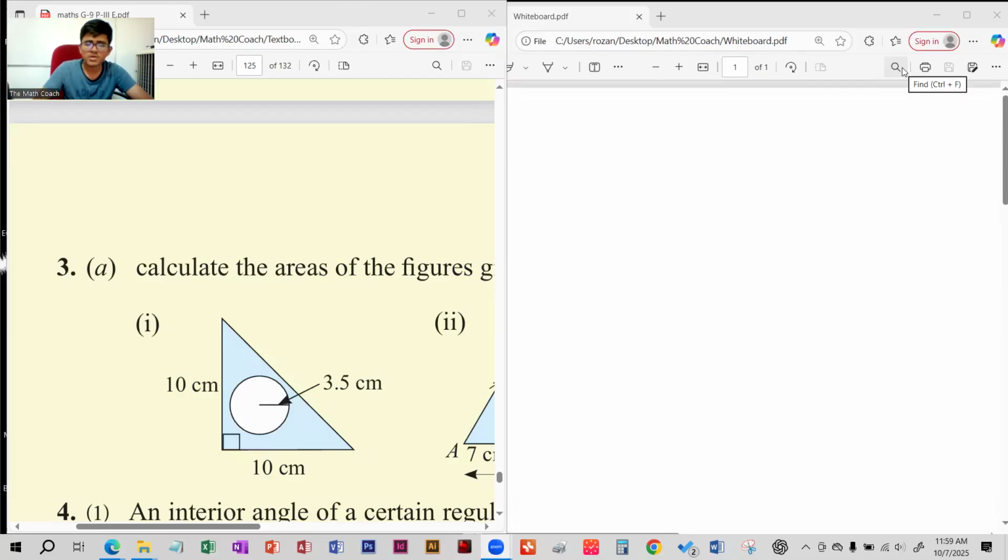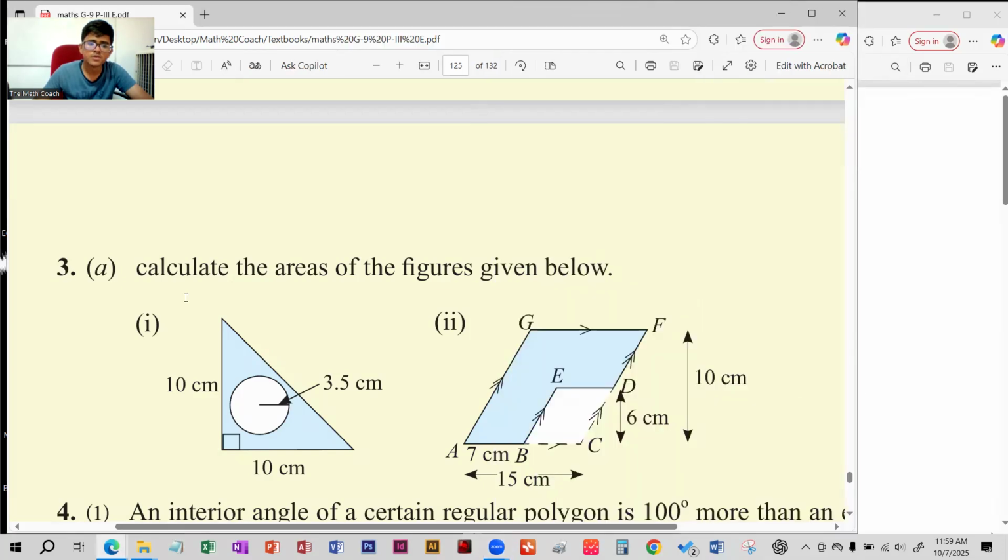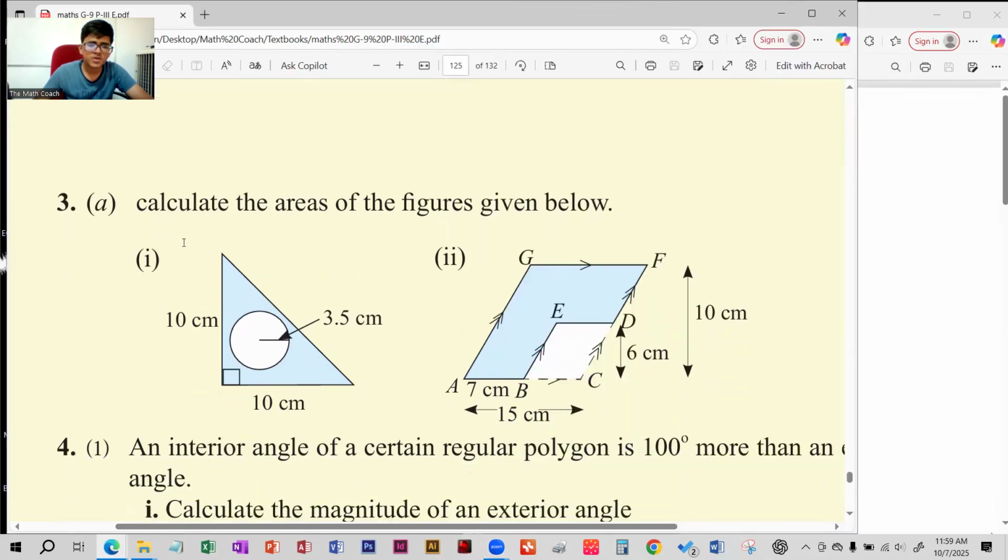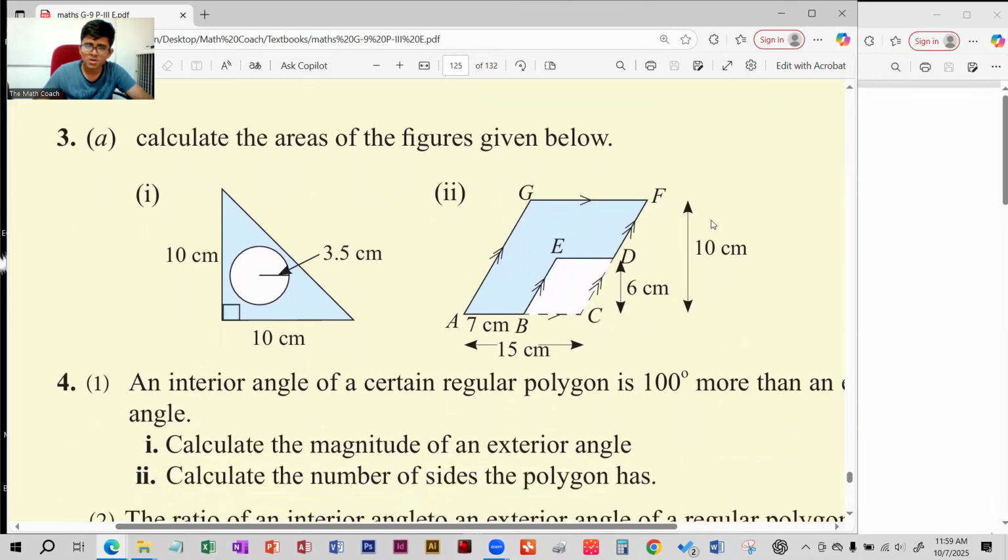Right, let's do some area questions right now. The third question says to calculate the areas of the figures given below. The first question, we have a triangle with a circle inside. And the second question, we have a parallelogram with another shaded parallelogram. They are asking us to find the shaded figure. The things you see in blue here are shaded, right?